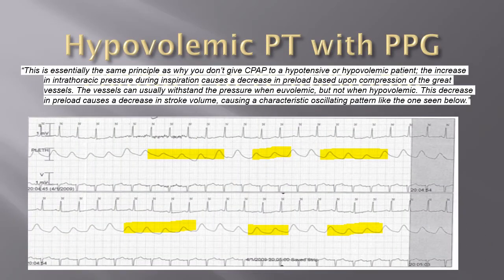As you can see in this example, due to the Frank-Starling mechanism, as the intrathoracic pressure increases with inspiration, the cardiac output of the patient decreases as seen in the Pleth wave. It presents with an oscillating pattern like the one seen below, indicating that the patient may be hypovolemic.